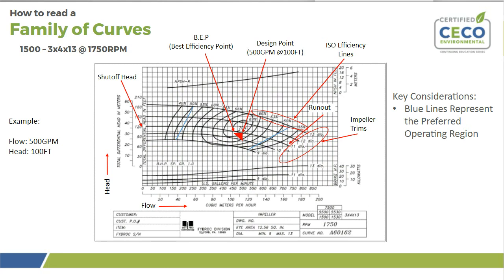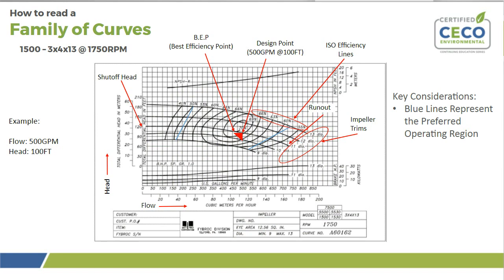So the triangle for the design point, 500 gallons per minute, if you were to drop a line straight down from that triangle, just like those yellow lines did, you would end up at 500 gallons per minute. And if you took it out to the left, you would end up at 100 feet. So that is our design point.